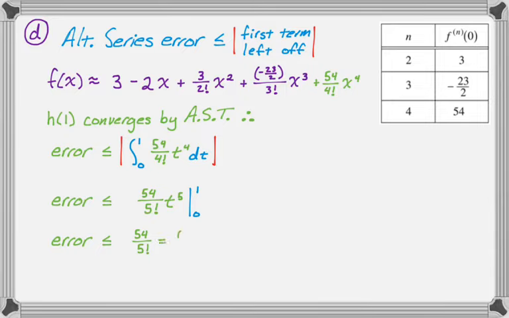So 54, I'm going to make 6 times 9. And then 5 factorial, I'm going to write as 5 times 24. And the 6 and the 24 cancel, so we get 9 over 20. And 9 over 20 is 0.45. So we showed that the error is less than or equal to 0.45. All right, so that's the end of the problem.